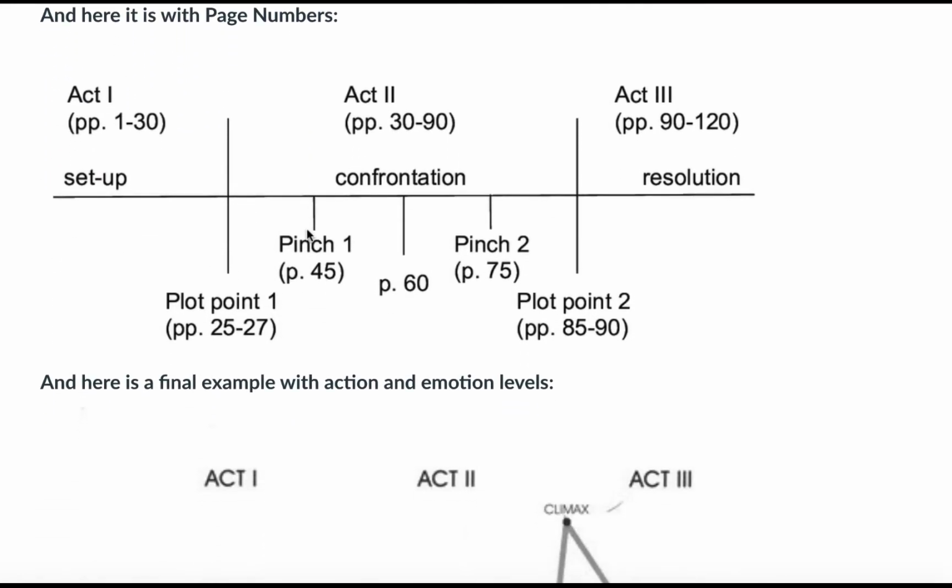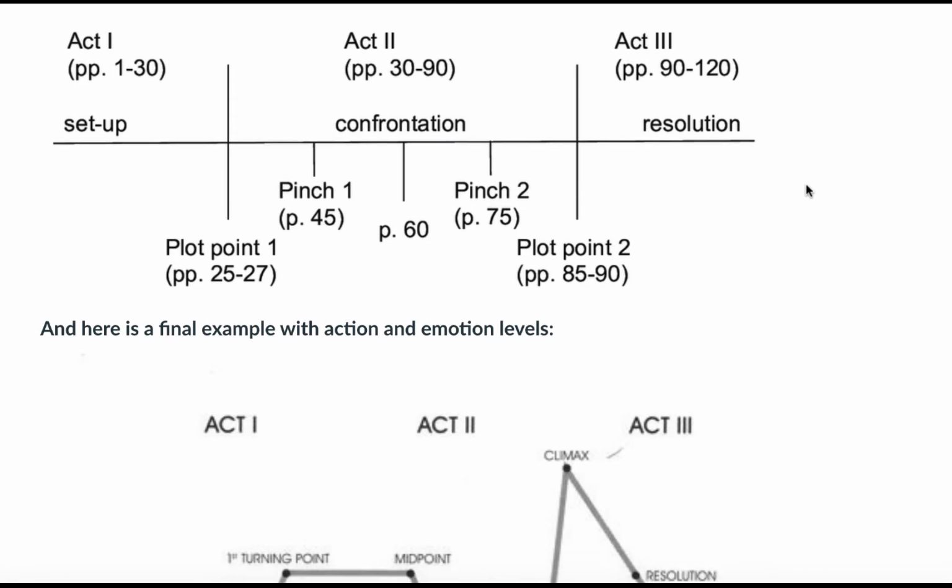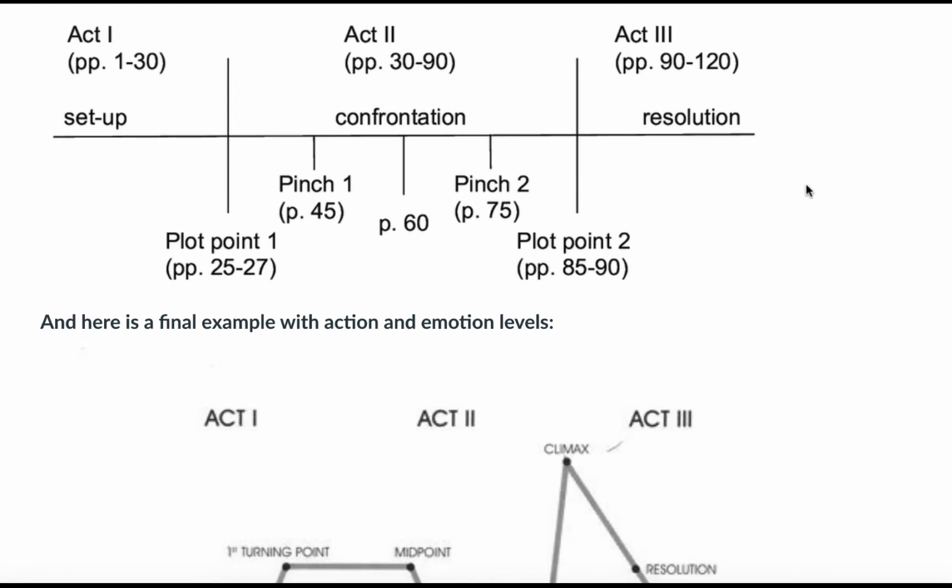And here it is with page numbers. Some people really like to have those because they like to have an idea where things are going to happen. We have Act 1, pages 1 through 30. That's the setup. Plot point 1, or what I call Act 1 turn, is going to be somewhere within 25 to 27, but probably around page 30 there. And then we jump into Act 2, pages 30 to 90, and then Act 3, pages 90 to 120.